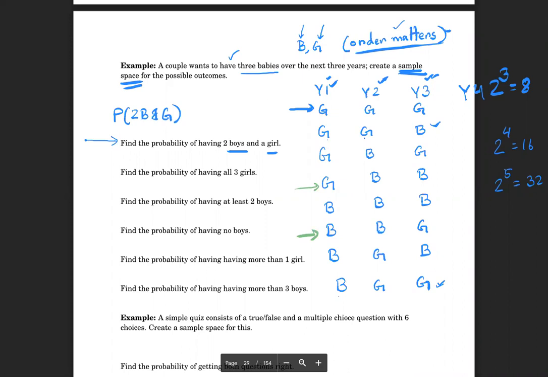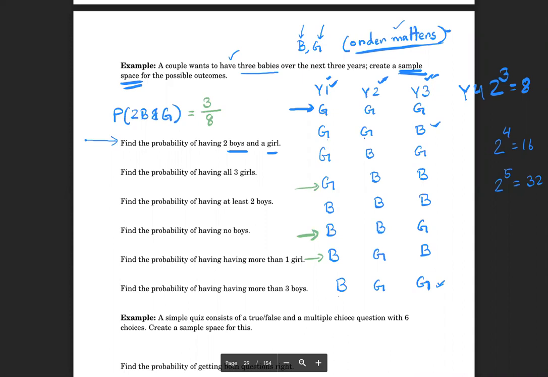Yeah. Where is it? Where it says boy and then girl, boy. At the bottom of the... Oh, okay, right. 2 boys and a girl, right? So that would be 3 different ways, right? Out of how many different ways? 8. So it's 3 out of 8.